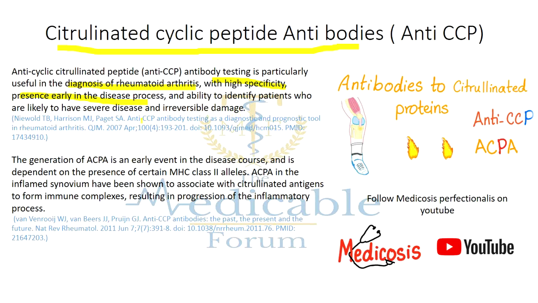So having anti-CCP in early disease definitely reflects some irreversible changes happening. The generation of these antibodies is an early event in the disease course, and it's dependent on the presence of certain MHC class II alleles. These antibodies in the inflamed synovium have been shown to associate with citrullinated antigens to form immune complexes. Now, what are these citrullinated antigens? I'll get back to you soon. So they result in a progression of the inflammatory process.